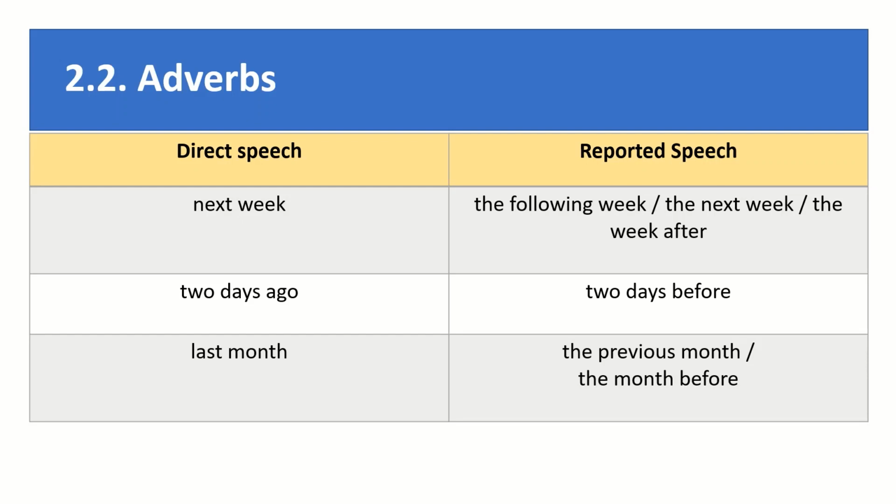Next week, we will change the following week, or the next week, or the week after. 2 days ago with 2 days before. It means that ago we will change into before. And then last month, last means that the month before or the previous month. Yes, of course, you have to learn all of these things by heart.